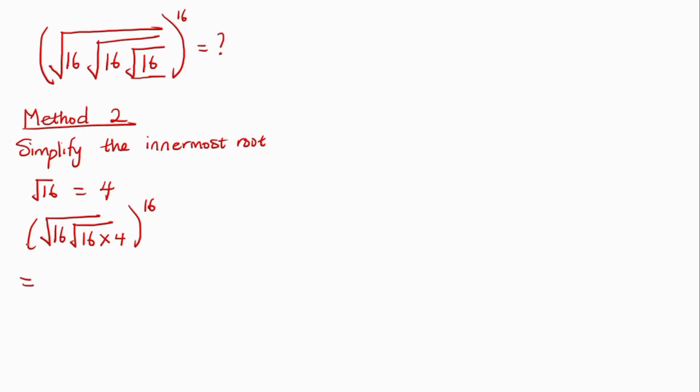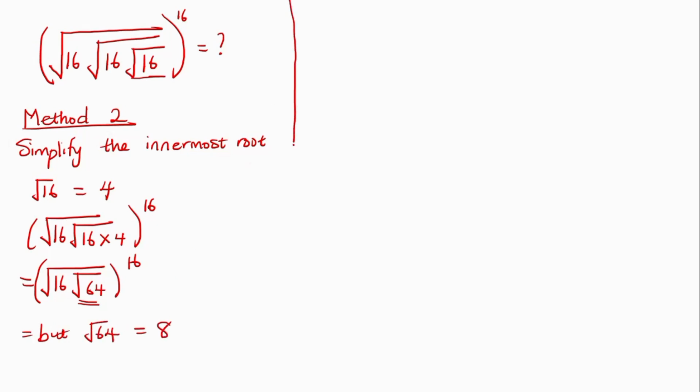Okay, so by solving this, the root of 16 times 4 is going to give us 64, all raised to the power of 16. Once we are done, the next thing we want to do is to simply simplify the root of 64, and we know that the root of 64 is equal to 8.